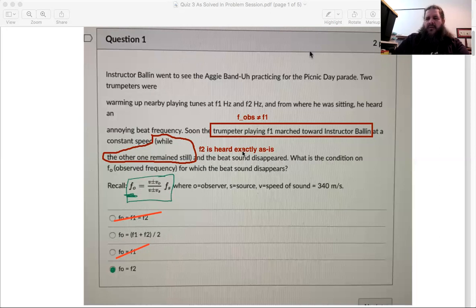What we want, in order for the beats to disappear, is for the observed frequencies to be the same. But we know F2 stays the same. So we just need the observed frequency of the first one to match F2. So it looks like that's this fourth option here, and that should really be marked as the observed frequency from source 1, has to match the frequency that you're hearing from source 2. That would imply that the two sounds you're hearing have the same frequency, thanks to the Doppler effect. And so that means you don't notice any beats.